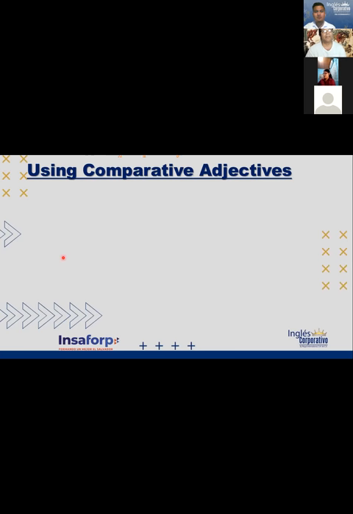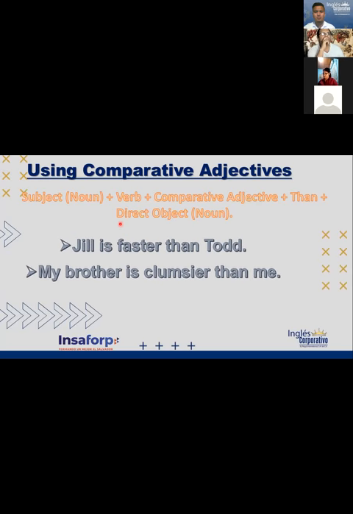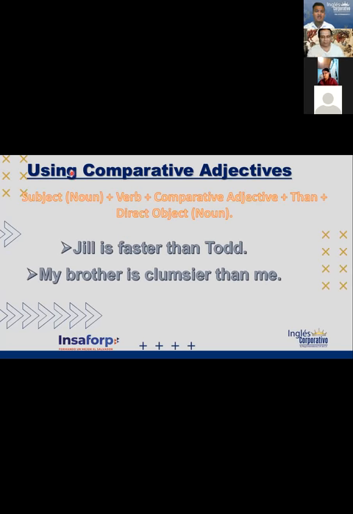Okay. All right. So, here we have the formula or the pattern that you will need to follow in order to make sentences using comparative adjectives. Esa es la fórmula that you have to follow. So let's go and see how do we make that. We have an example right here. Jill is faster than Toad.